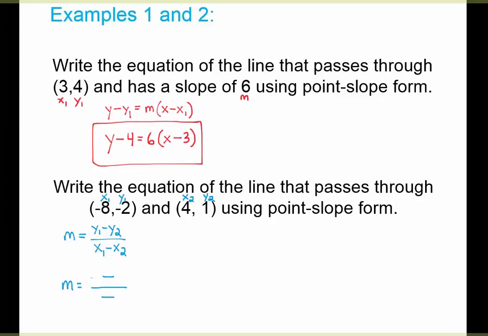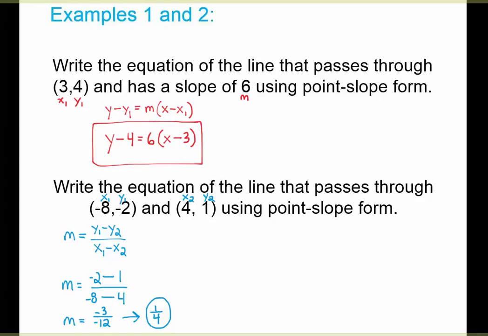So for me, it looks like I have negative 2 minus 1 over negative 8 minus 4, because I'm a y1er. Okay, you probably know that about me by now. Let's see here. Negative 2 minus 1 is going to be negative 3, and negative 8 minus 4 is going to be negative 12. And that is going to simplify to positive 3 over 12, which is positive 1/4. So just know that the slope right now is 1/4. That's going to be the value that you are plugging in for m.